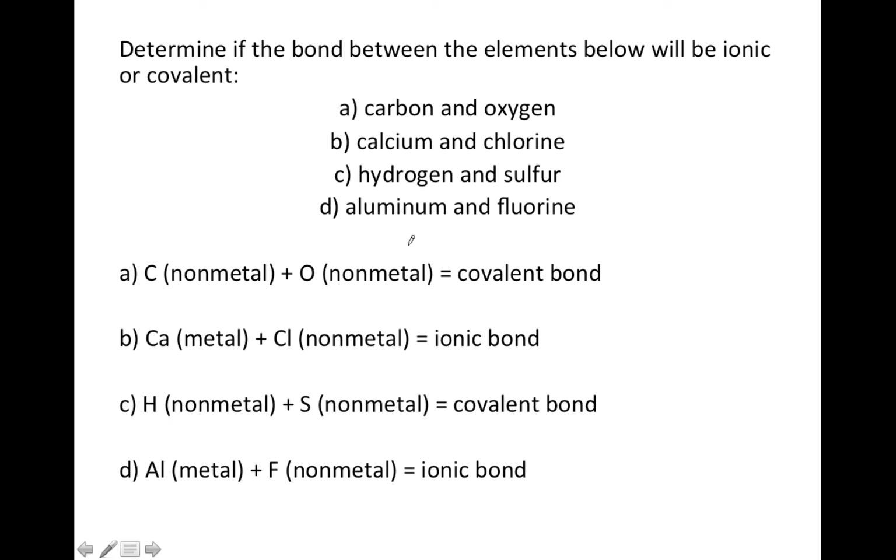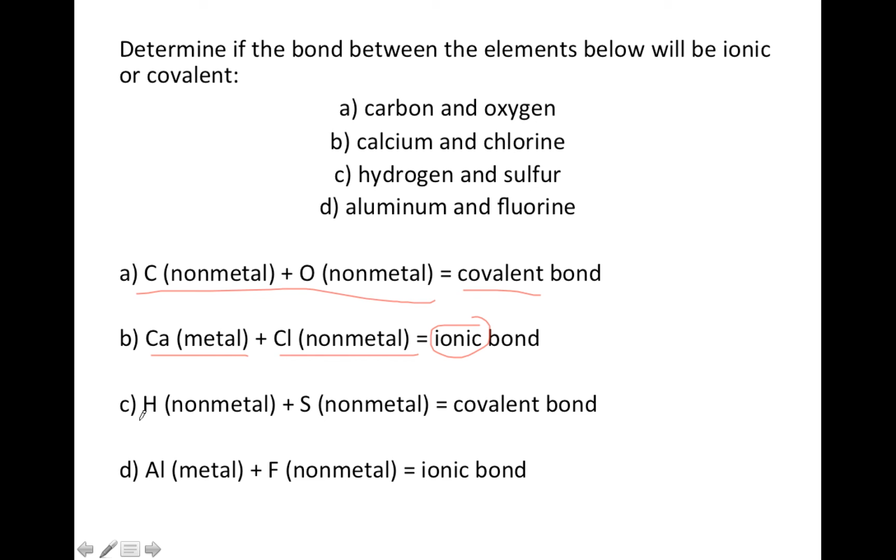So in this simple example here, they're going to give you combinations of elements, and you have to decide if they're ionic or covalent. So you simply have to decide: if it's two nonmetals, it's going to be a covalent bond, but if it's a metal with a nonmetal, it's going to be an ionic bond. So in A, carbon and oxygen are both nonmetals, so definitely going to be a covalent bond. In B, we've got a metal, calcium, and a nonmetal, chlorine, so that one's going to be an ionic bond.